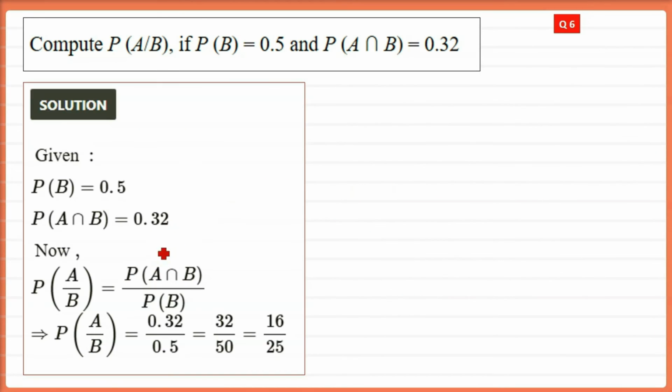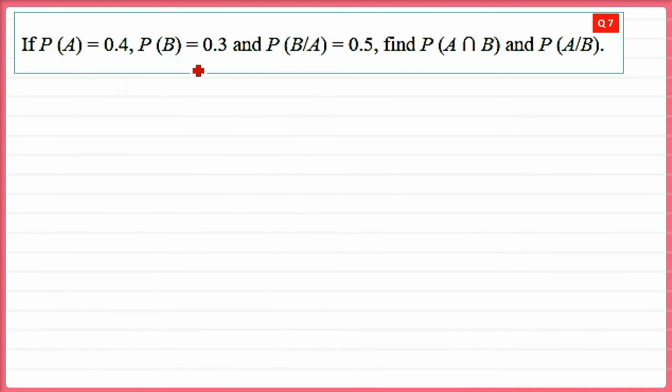Now this is the formula. Now the next question is P(A), P(B), P(B|A). We have to find P(A intersection B) and P(A|B). I'm not saying P(A) divided by B or P(B) divided by A. So let's write this formula first. P(B|A), that is, the probability of A is known, and we need to find the probability of B according to it.